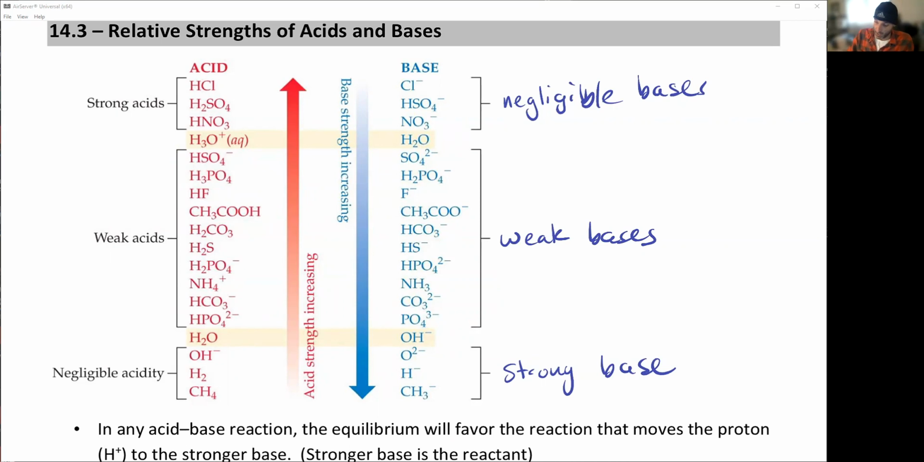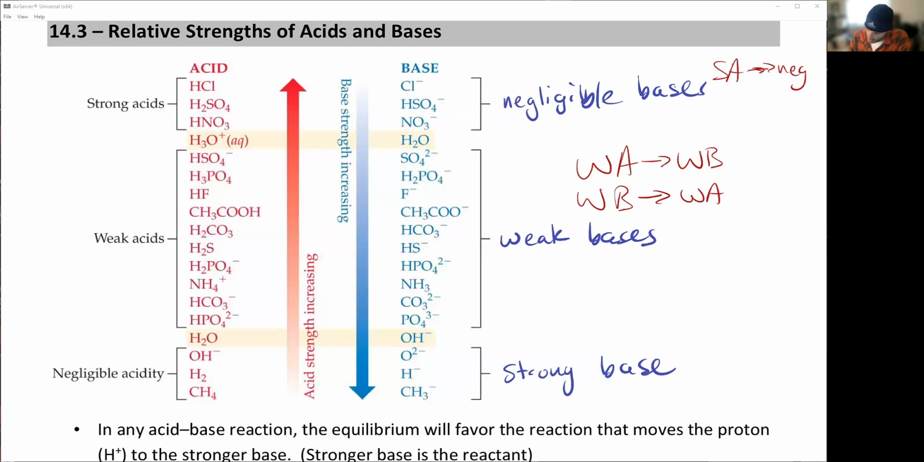Again, the idea is a weak acid becomes a weak base, which becomes a weak acid. Here, a strong acid becomes a negligible base. Negligible means it can't actually interact at all. It just kind of hangs out. And a strong base also becomes a negligible acid, it can't interact the same way. Okay.